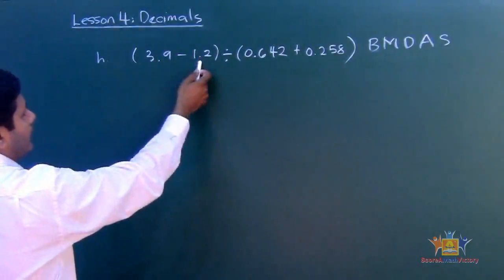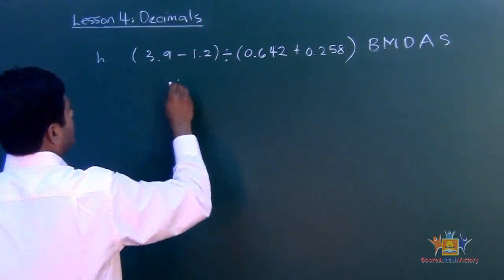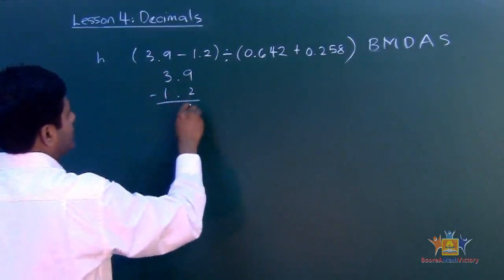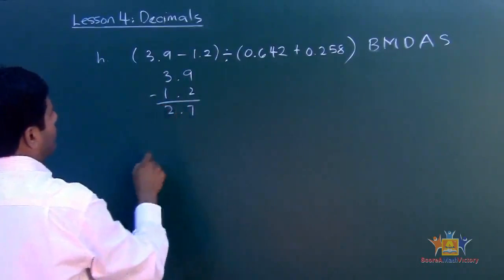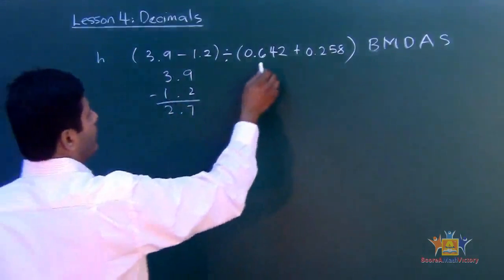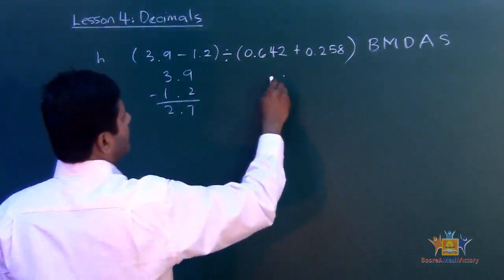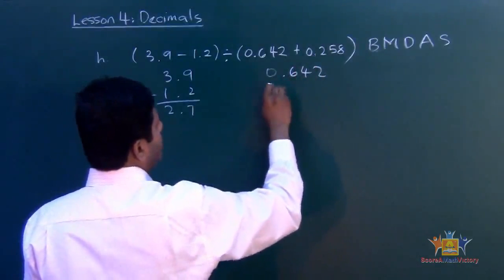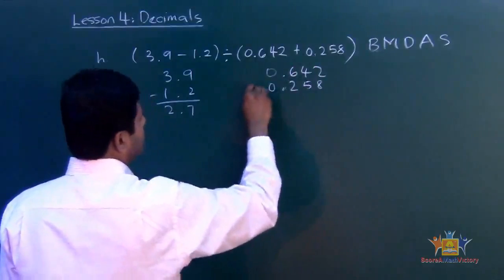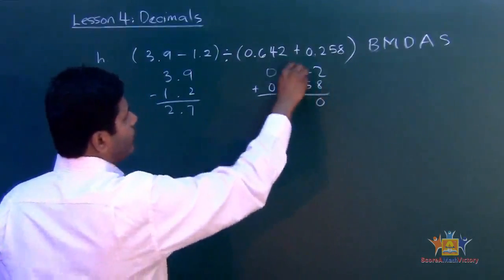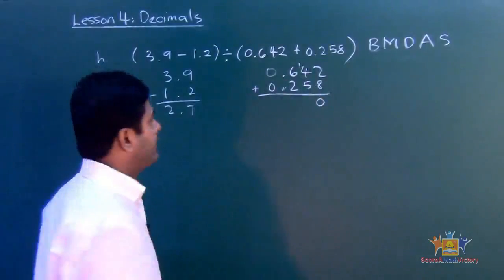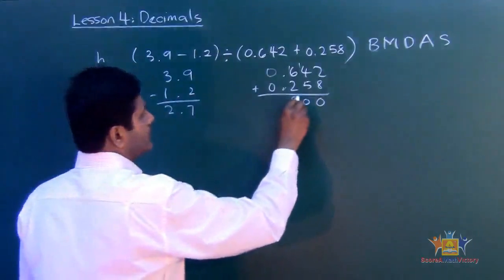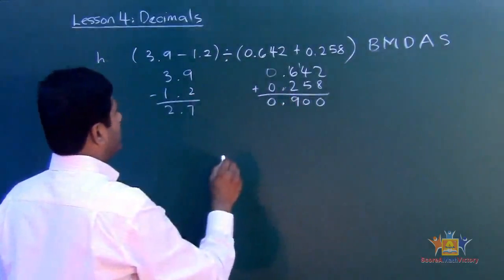We're going to grab the decimal, line them up, and then subtract them. 3.9 and then 1.2. 9 minus 2 is 7, 3 minus 1 is 2. So bring the decimal straight down. And this one we're going to add. Again, grab them by the decimal. 0.642, line up the decimal, and then 0.258 plus. 2 plus 8 is 10. Carry 1. 1 plus 4 is 5. 5 plus 5 is 10. 0, carry 1. 1 plus 6 is 7. 7 plus 2 is 9. And then bring the decimal straight down, and then 0. All right, so let's rewrite that.